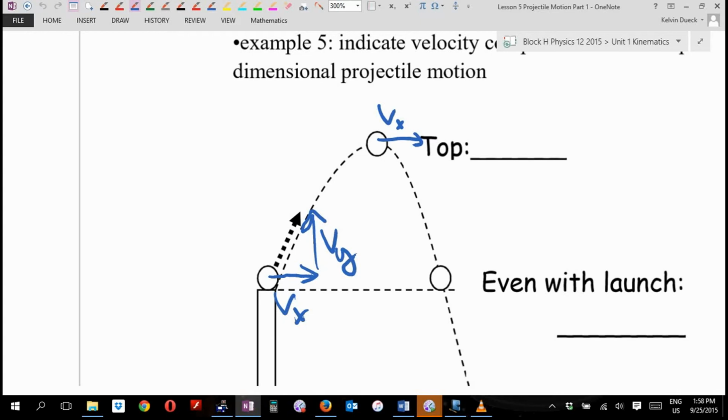At the top, how big should I draw the vertical component? I'll make a little note here. In other words, that is actually all of the velocity. That happens to also be the resultant this time because there's no Vy to add to it. Okay.